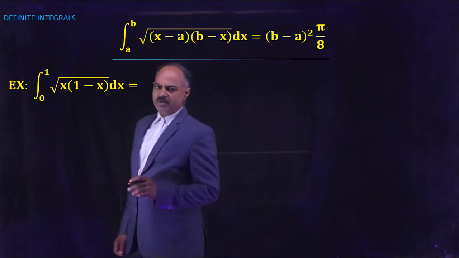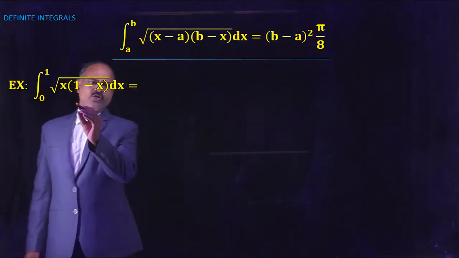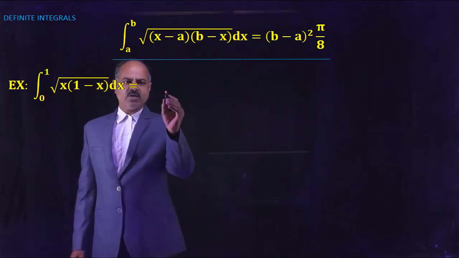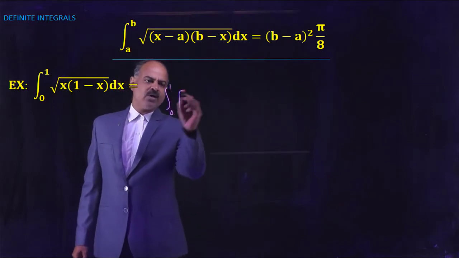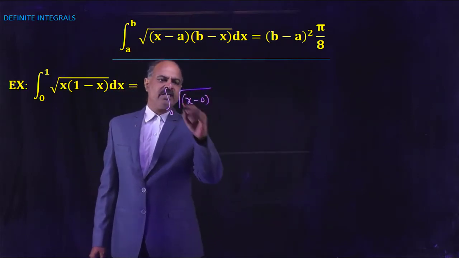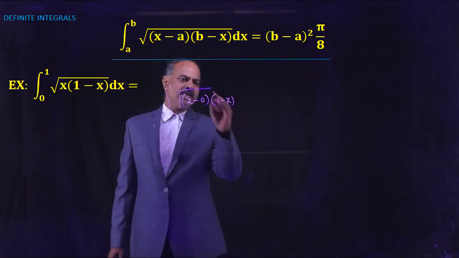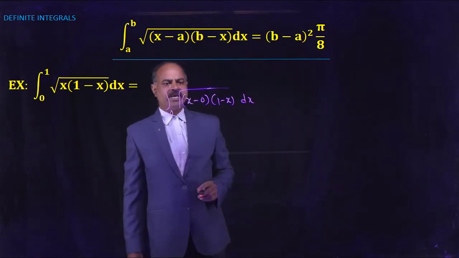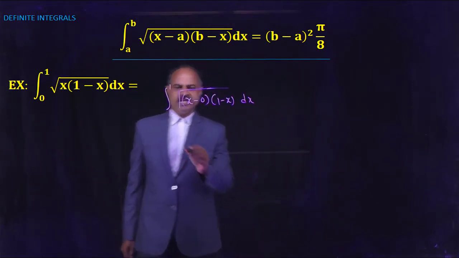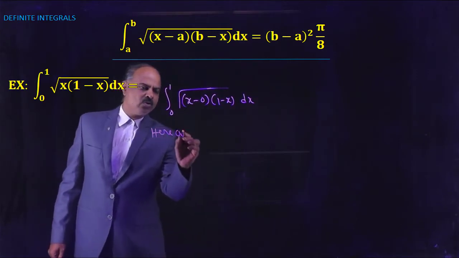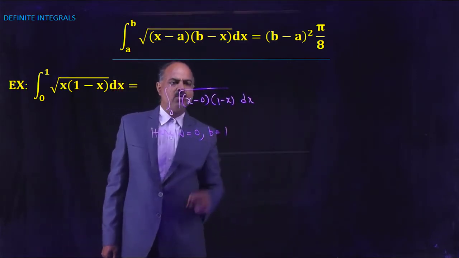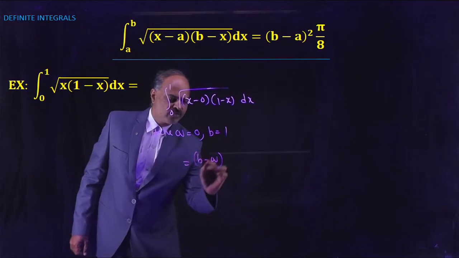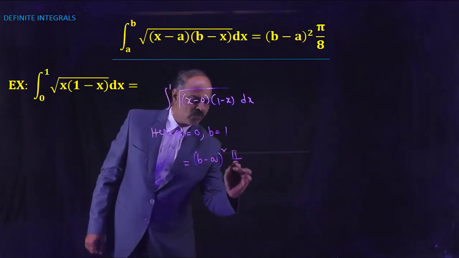Suppose for example, integral 0 to 1 square root of x into (1 minus x) dx. Now this is equal to integral 0 to 1 square root of (x minus 0) into (1 minus x) dx. Now this is of the form integral a to b square root of (x minus a) into (b minus x) dx. Here a is equal to 0 and b equal to 1. So the formula is (b minus a) whole square into pi by 8.